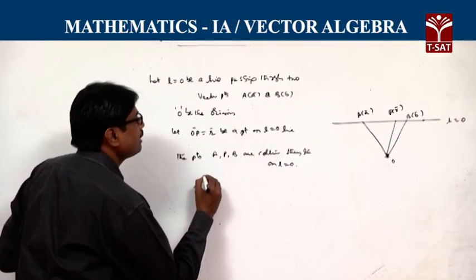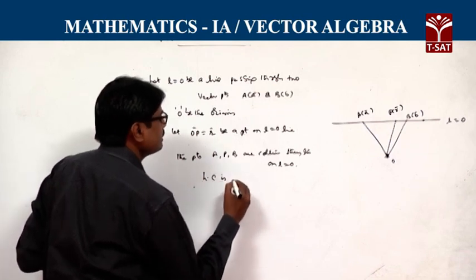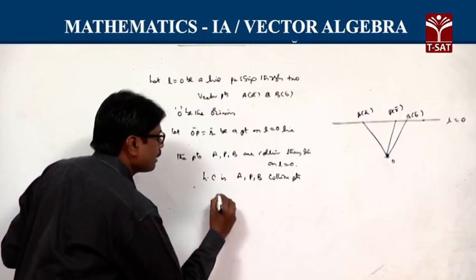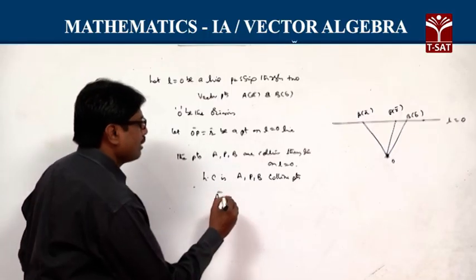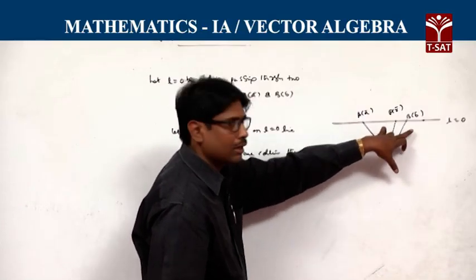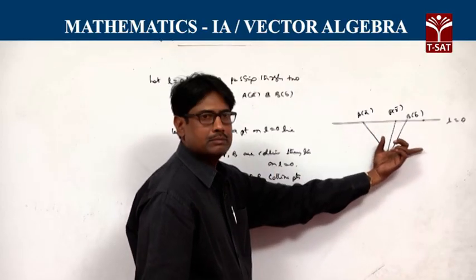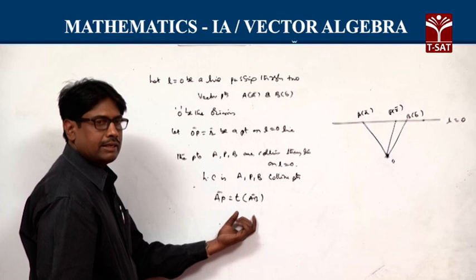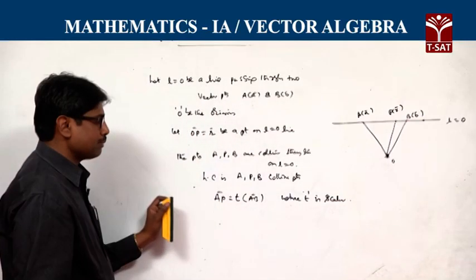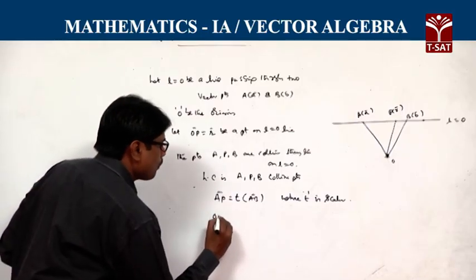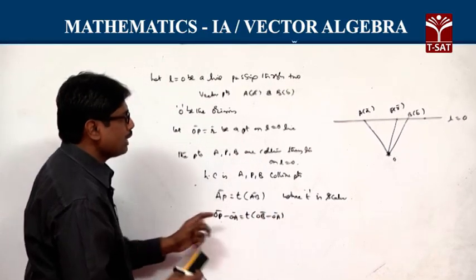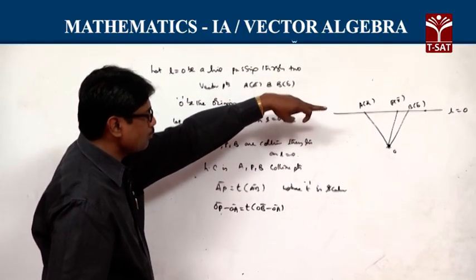As they are collinear, the locus condition is: A, P, B collinear points. So you can write AP bar is equal to, in the place of lambda, I wanted to put t, t times AB bar. As these three vector points A, P, B are collinear, one vector can be written as a scalar times the other vector. So AP bar is equal to t times AB bar, where t is a scalar. Expand by using the position vector. AP bar can be written as OP bar minus OA bar is equal to t times OB bar minus OA bar, and we took OA bar equal to A bar, OP bar equal to R bar and OB bar equal to B bar.